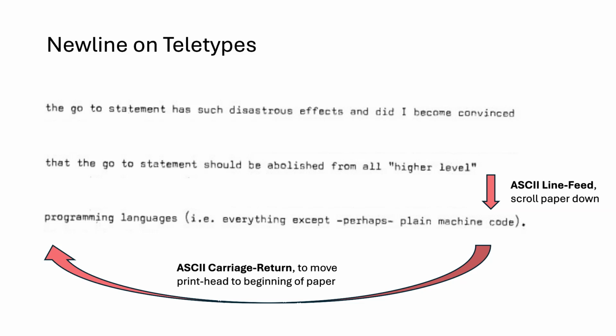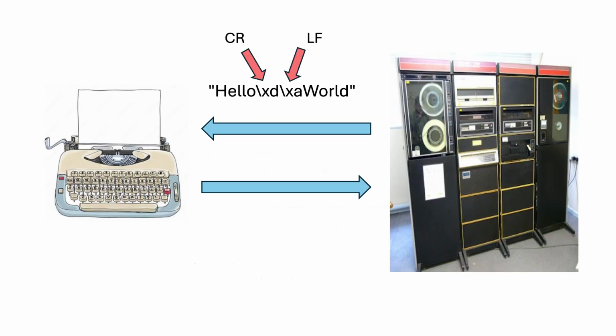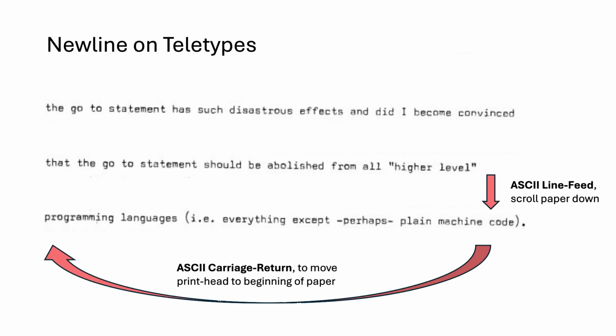To perform the new line action on teletype terminals, the printhead or carriage would have to be reeled back to the beginning of the paper, and we would have to scroll the paper down by a single line. These two actions would be performed by passing the teletype an ASCII carriage return character, followed by an ASCII line feed control character. Thus, for paper-based textual display methods, new lines would be represented by a carriage return, followed by a line feed, within a stream of text. As the printhead is moving diagonally relative to the paper, it doesn't really matter the order in which these two characters are passed to the teletype.